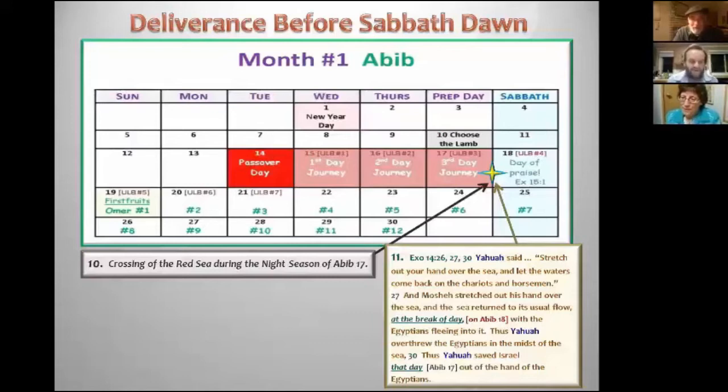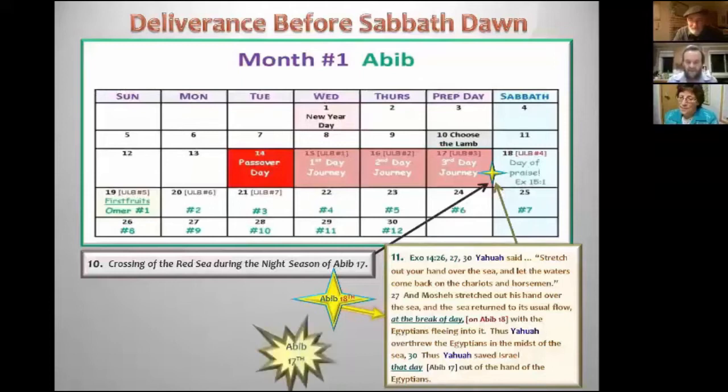Number 10, crossing the Red Sea during the night season of Abib 17, box 11, Exodus 14:26, 27, and 30. Yahuwah said, "Stretch out your hand over the sea and let the waters come back on the chariots and the horsemen." And Moshe stretched out his hand over the sea, and the sea returned to its usual flow at the break of day on Abib 18, with the Egyptians fleeing into it. Thus Yahuwah overthrew the Egyptians in the midst of the sea. Thus Yahuwah saved Israel that day out of the hand of the Egyptians.